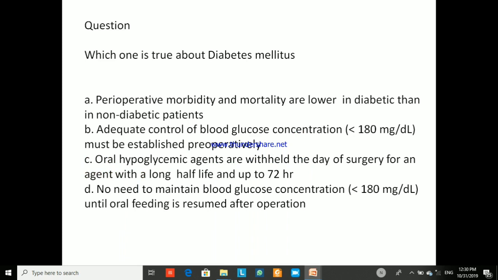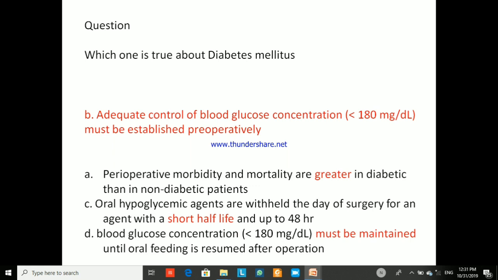Question. Which one is true about diabetes mellitus? A. Perioperative morbidity and mortality are lower in diabetic than in non-diabetic patients. B. Adequate control of blood glucose concentration, 180 mg/dl, must be established preoperatively. C. Oral hypoglycemic agents are withheld the day of surgery for an agent with a long half-life and up to 72 hr. D. No need to maintain blood glucose concentration, 180 mg/dl, until oral feeding is resumed after operation.